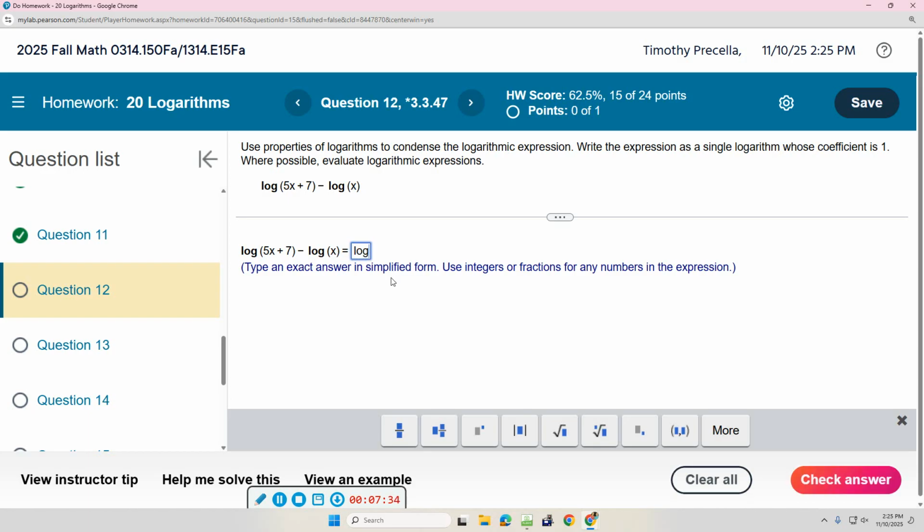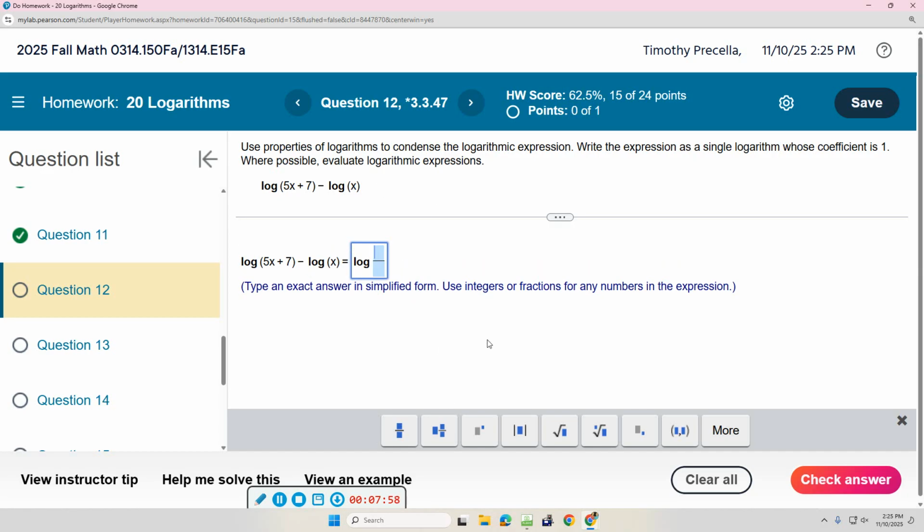Okay. So I type LOG. Oh, what happened? I typed LOG and it didn't bold. Did I really type LOG? No, I typed IOG. Now with LOG, it bolds, okay? Then I have my fraction bar, and on top I have 5x plus 7, and on the bottom I have just x.